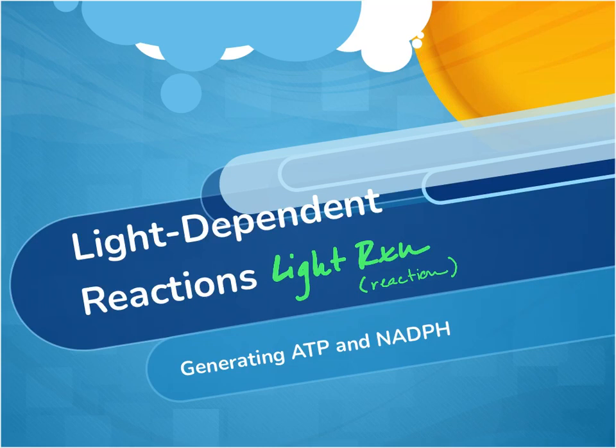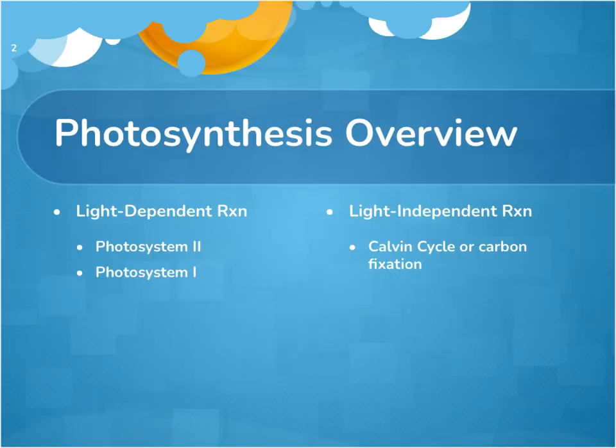In this lecture, we're going to talk about the light-dependent reactions. Sometimes they're also just called the light reactions. The process of photosynthesis can be divided up into two major sections, right? There's the light-dependent reactions, which we're going to talk about today, which include photosystem 2 and photosystem 1, which we'll go into detail in a minute. The light-independent reaction, sometimes also called the dark reaction, is composed of the Calvin cycle or something called carbon fixation.